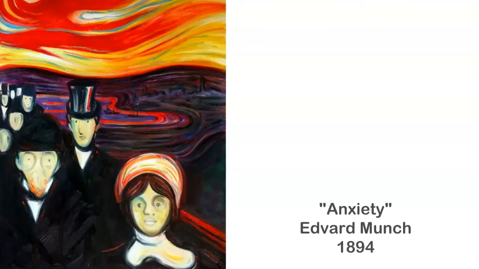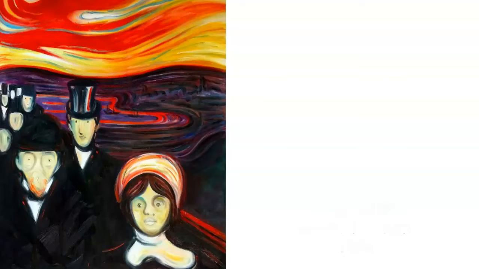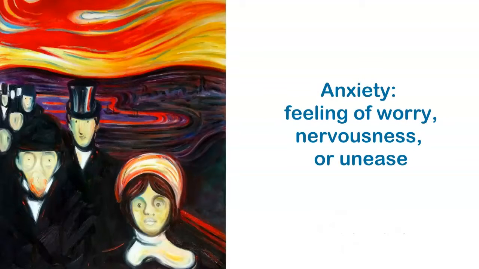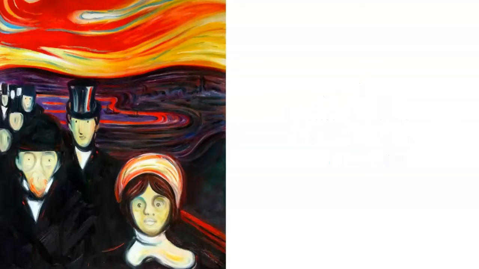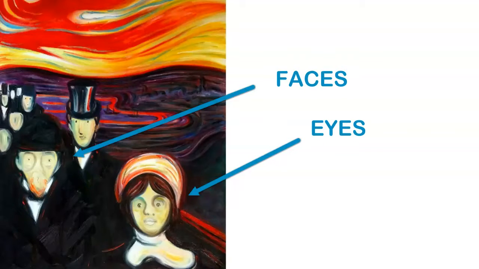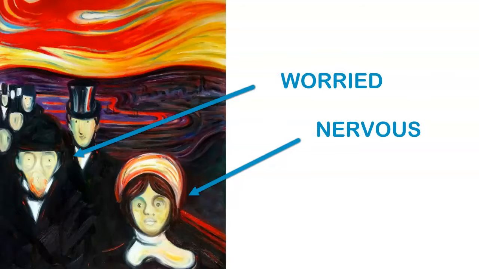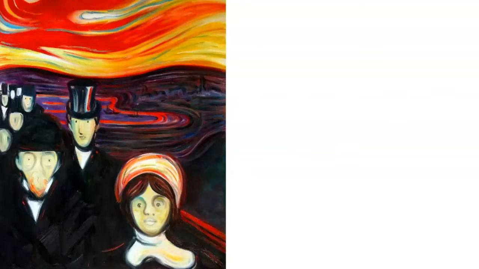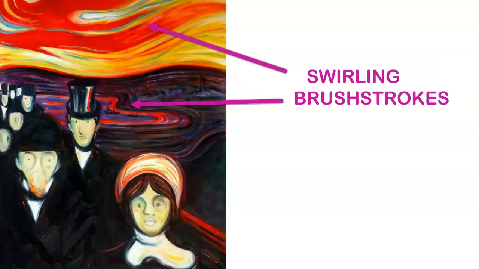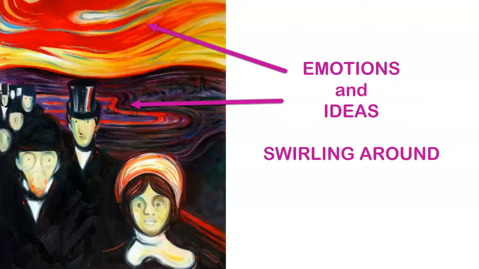This painting is called Anxiety by Edvard Munch from 1894. Anxiety means feeling of worry, nervousness, or unease. Take a look at their faces and the shape of their eyes. Do they look worried and nervous? Look at how Edvard Munch uses intense colors to express feelings. He also uses swirling brushstrokes to make us feel like there are lots of emotions and ideas swirling around in our mind.